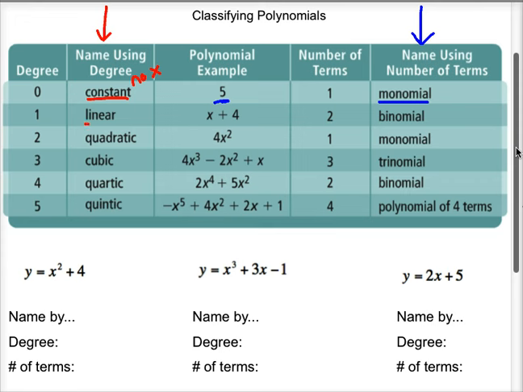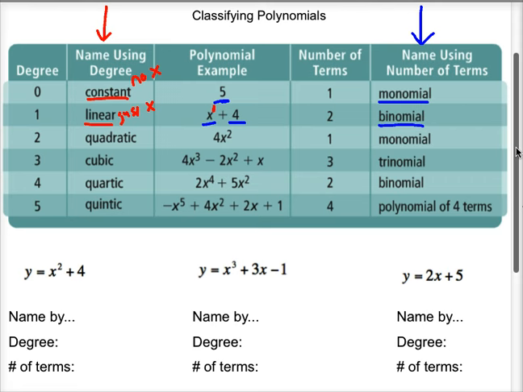Linear. Linear means that you have degree 1. So that means just an x with no power on it, okay? Because remember, a power of 1, you don't have to necessarily show it. So because of that, that's how you know that it is linear. And we call it a binomial because it has two terms.